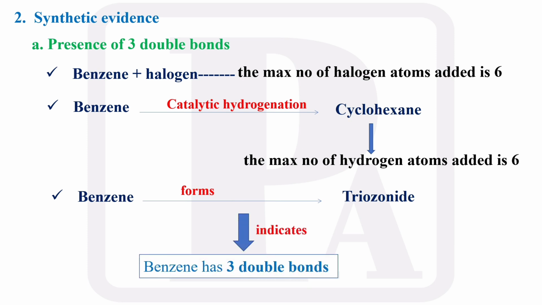That is, when benzene is treated with halogen, it takes a maximum of 6 halogen atoms. On catalytic hydrogenation, it forms a product called cyclohexane. So that indicates that here it takes up 6 hydrogen atoms. It forms triozonide while treating with ozone. So these three reactions indicate that it is having 3 double bonds.